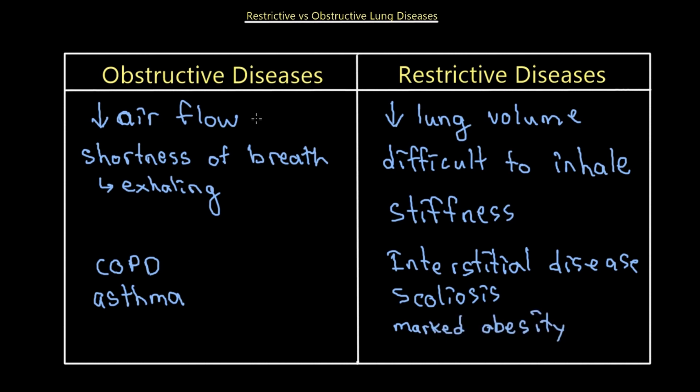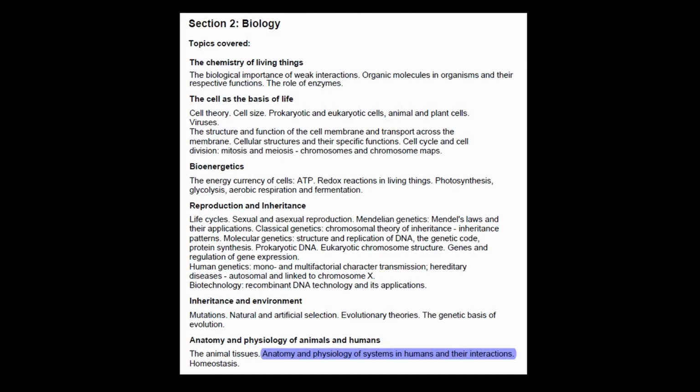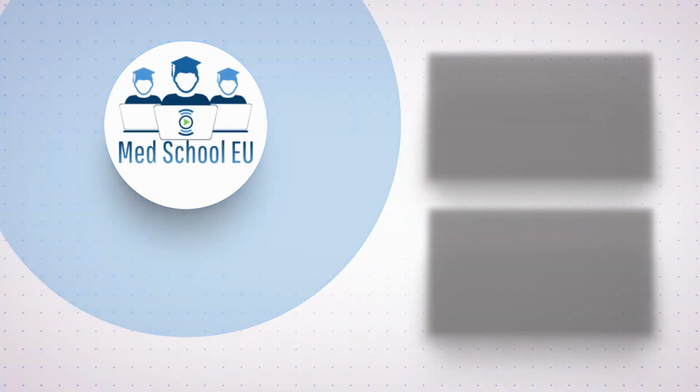Now, this is a neat chart to memorize for the IMAT exam and specifically for this course, because most lung diseases and most respiratory diseases are going to be qualified under one of these categories, obstructive or restrictive. So this concludes our lecture on the diseases associated with the respiratory and the cardiovascular systems.